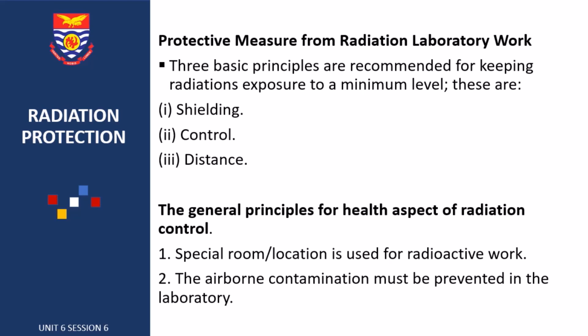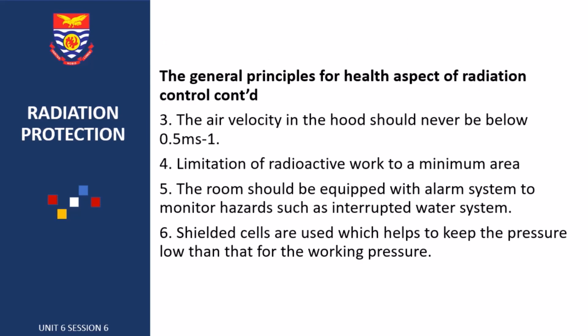Let's look at the general principles for health aspects of radiation control. 1. There must be a special room or location that is used for radioactive work. We must also ensure that airborne contamination is prevented in the laboratory. The third point is that the air velocity in the hood should never be below 0.5 meter per second. The next principle is that radioactive work must be limited to a minimum area.